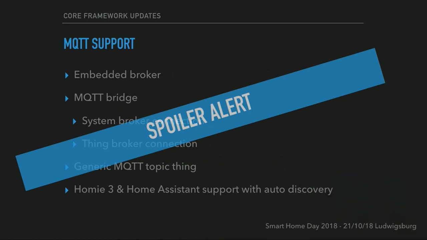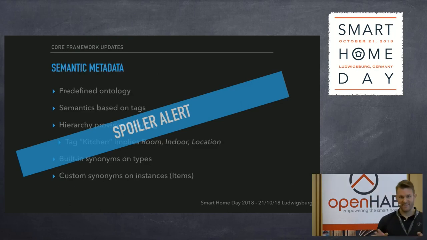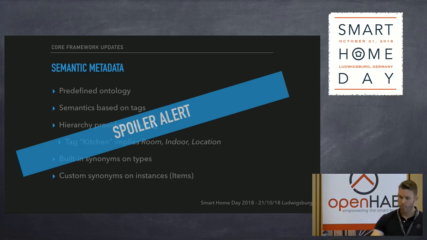Forget everything you read on this slide, please, because I just want to mention it briefly, because David will give you a very deep and nice talk about the MQTT support, which finally landed. So we have native MQTT support in Eclipse Smart Home. Also, the second thing I want to mention only briefly, because Yannick will give us a detailed overview about semantic metadata and the ontology, which is now defined in Eclipse Smart Home, which is a very, very interesting topic.